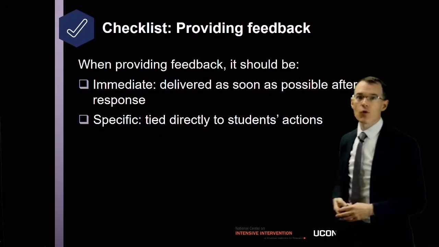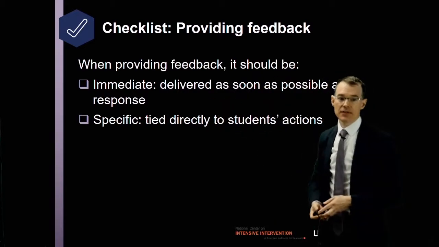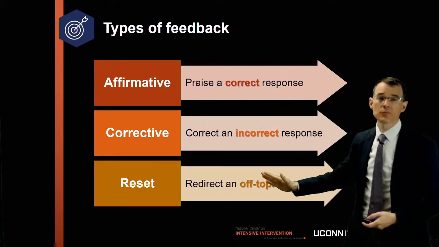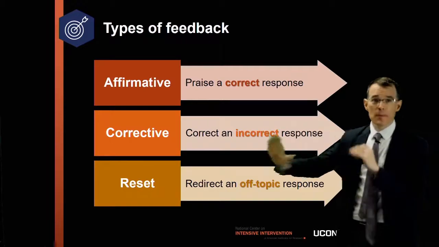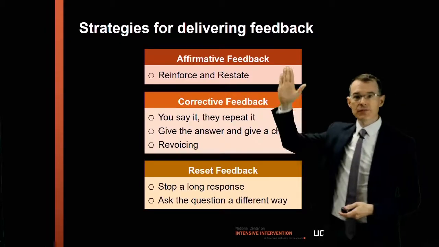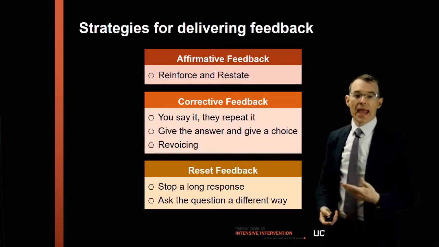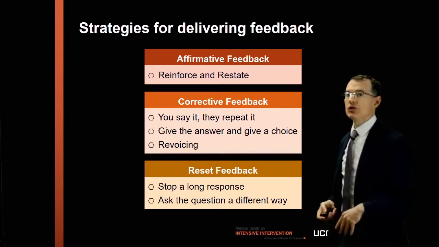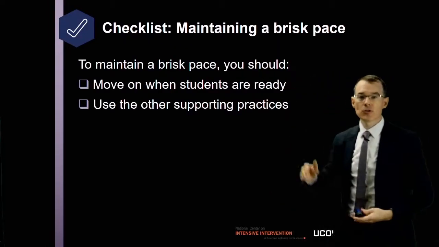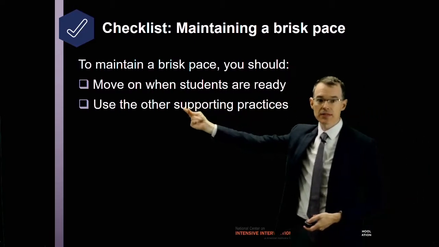So the checklist for providing feedback is to make sure that it's immediate and specific. The types of feedback should be affirmative, corrective, and as we called it, reset, sort of stopping students from giving off-topic responses and getting back on track. We talked about some different ways to provide feedback, affirmative, corrective, and reset. And those are the things that we'll ask you to do when you do your lessons. Finally, for maintaining a brisk pace, you want to make sure that you move on when students are ready and use the other supporting practices to keep things moving.